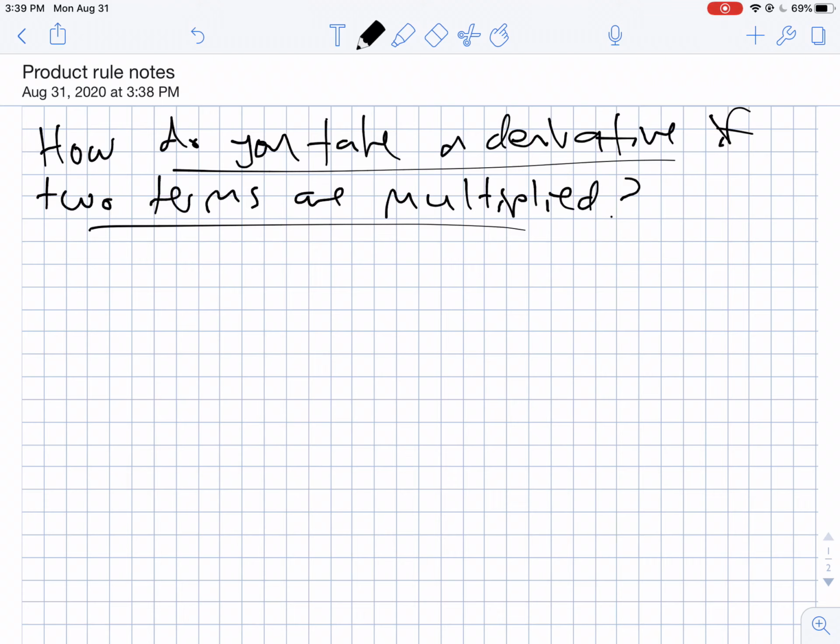Today we're going to be answering this question. How do you take a derivative if you have two terms that are multiplied? So for example, if you have the function f of x equals x squared times e to the x, what is f prime of x? Like, how do you take the derivative of that? And that should be pretty straightforward, hopefully, because those two terms aren't complicated on their own.